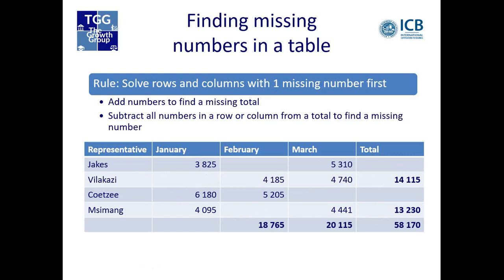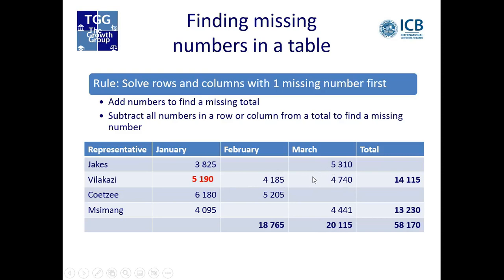Okay, so let's start somewhere. I'm going to start right here in this row for Vilakazi, and if I want to calculate his commission figure for January, I will have to say 14,115 minus 4,740 minus 4,185, and that'll give me an amount there of 5,190 Rand.